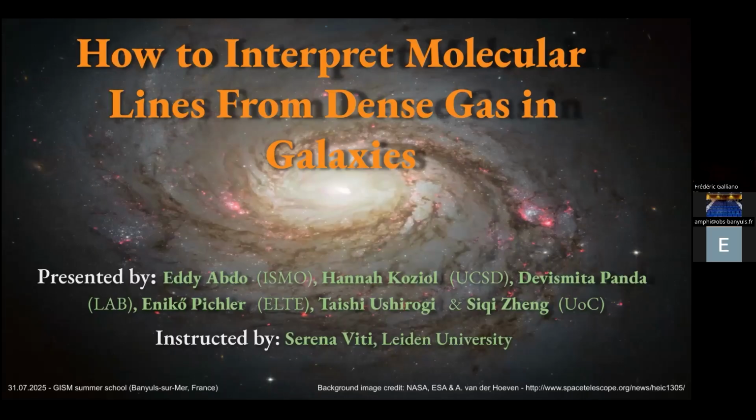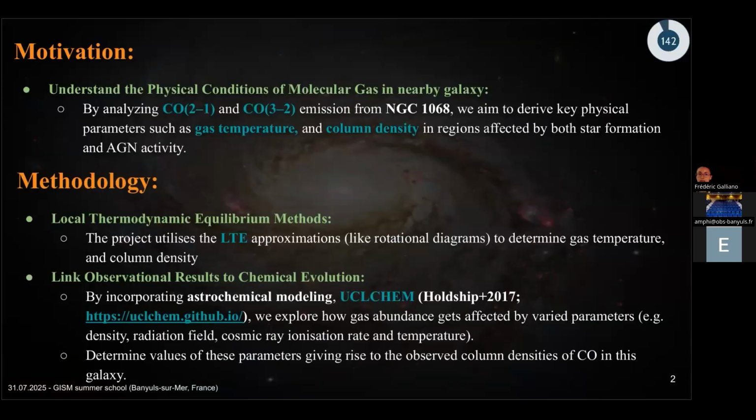Hello, everyone. We are Group 10, and we present our hands-on project, how to interpret molecular lines from dense gas in galaxies. Our motivation was to understand the physical conditions of molecular gas in a nearby galaxy, namely NGC 1068, by analyzing two transitions of CO emission. We aim to derive key physical parameters such as gas temperature and column density in regions affected by both star formation and AGN activity.